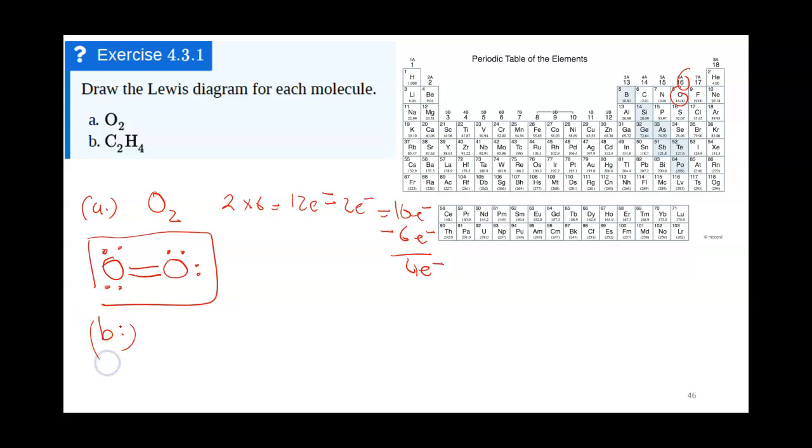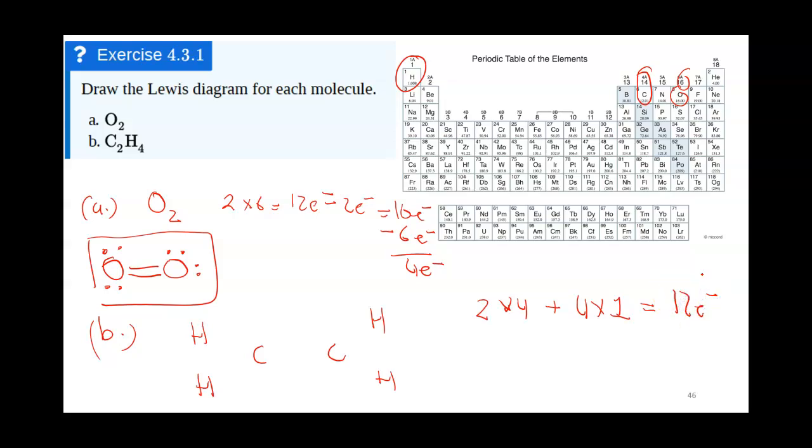Now, C2H4 is a little bit more difficult. The hydrogens are going to go on the outside, and the carbons are going to go in the middle. How many electrons do we have to work with? 2 times 4 for the carbons, because carbon's in group 4A, and then 4 times 1 because hydrogen's in group 1A, so that's 8 plus 4.